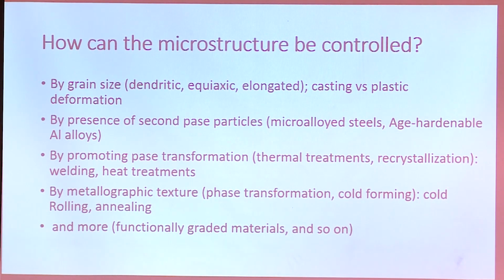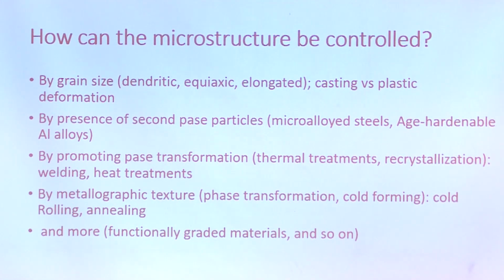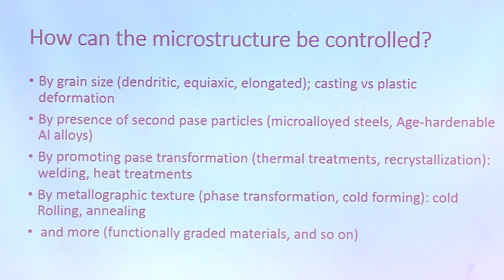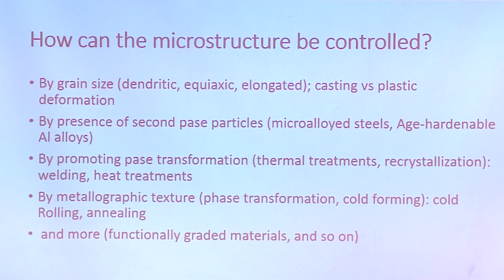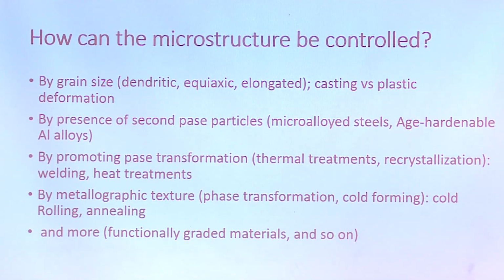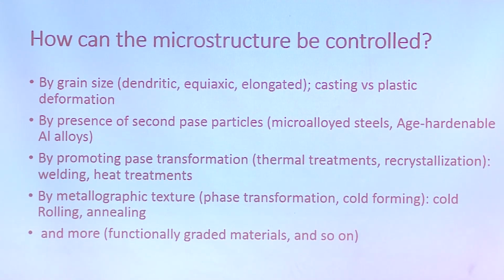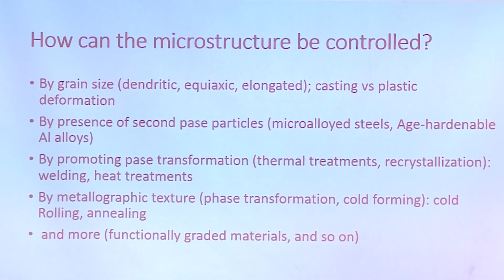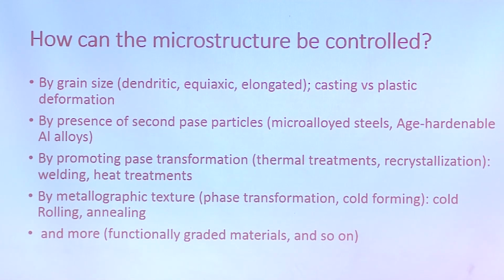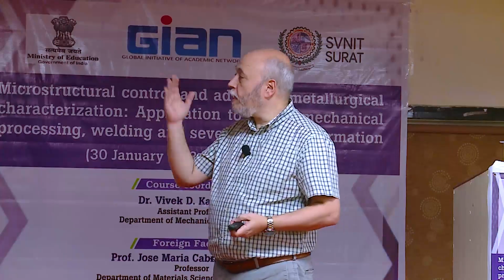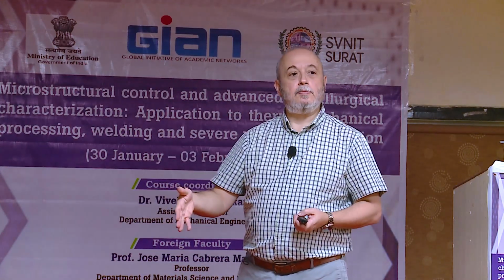Okay? Well, how can we control the microstructure? We can control it by controlling the grain size, for instance, which is the key microstructure feature for a materials engineer. So we can get dendritic microstructures, equiaxed microstructures, elongated microstructures, depending on how we are manufacturing the material. And depending on that, we will get different mechanical properties, even keeping the same chemical composition.